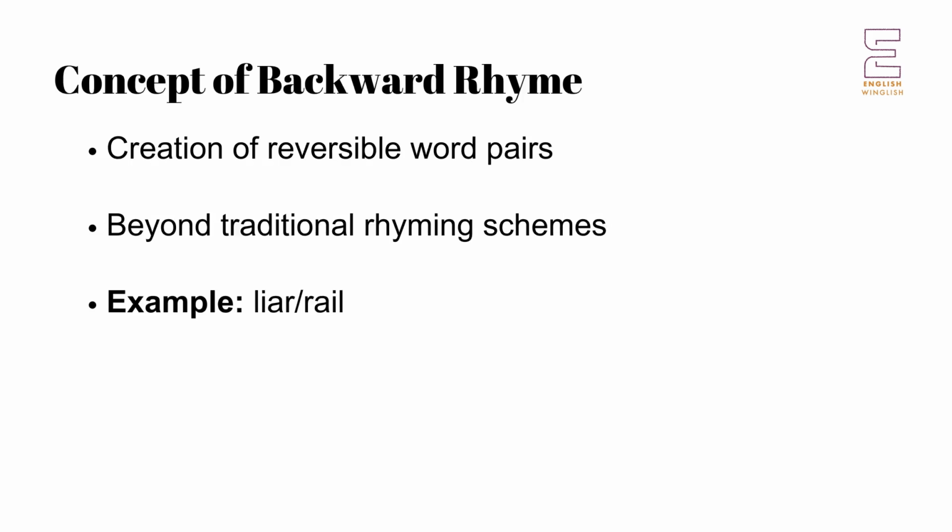Concept of backward rhyme. Amphisbaenic rhyme, or backward rhyme, is defined by its ability to create pairs of words that maintain their rhyme even when the letters are reversed. This rare device goes beyond traditional rhyming schemes, which typically rely on similar sounds at the ends of words. Instead, it requires a more intricate and playful approach to word formation and selection.